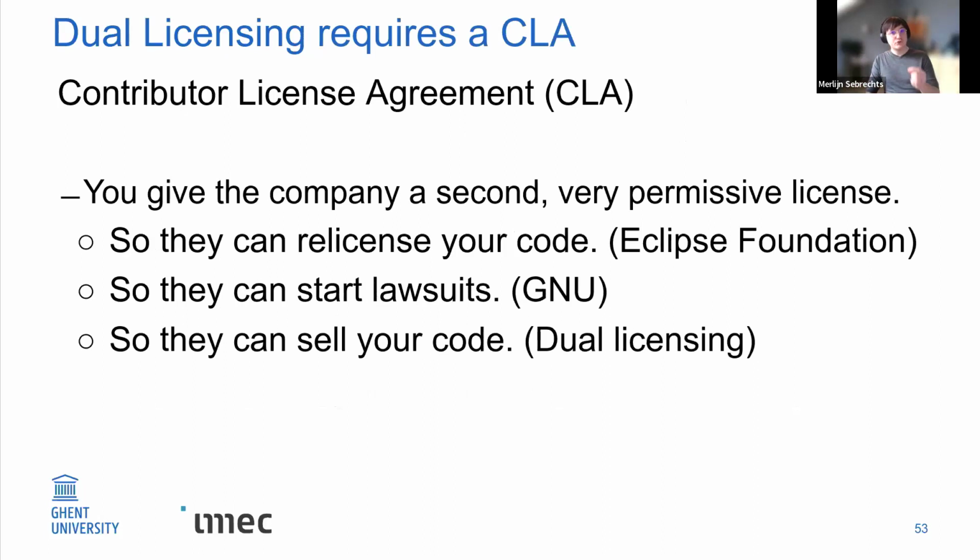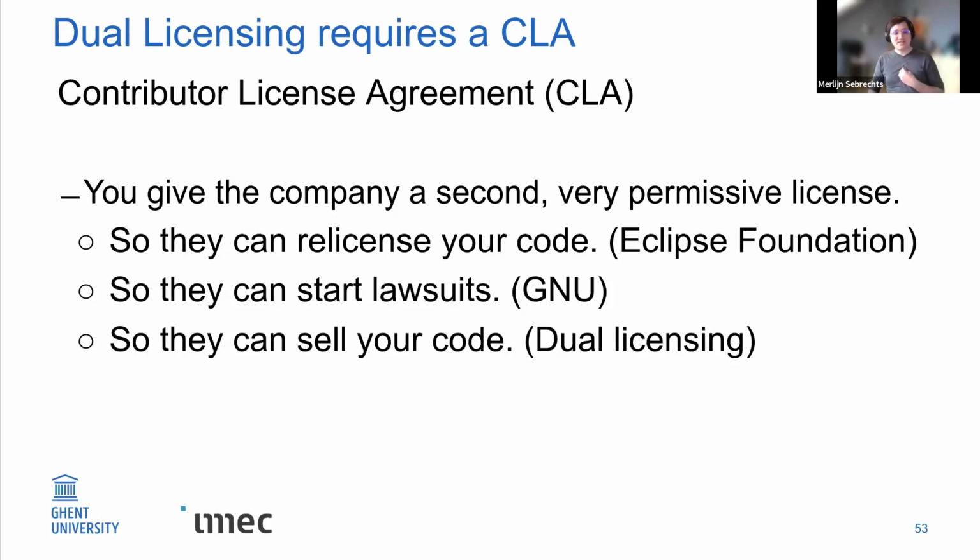However, what's important to know as a creator of open source software that uses the dual licensing strategy is that it requires you to have a CLA. A CLA is a contributor license agreement. A contributor license agreement is something that developers of open source software sign, and they basically give the company who owns the open source software a second, very permissive license.